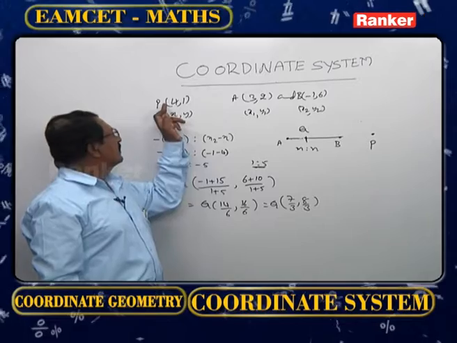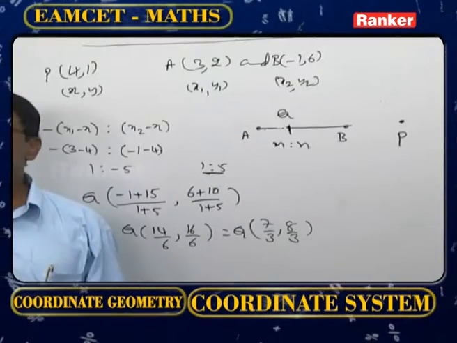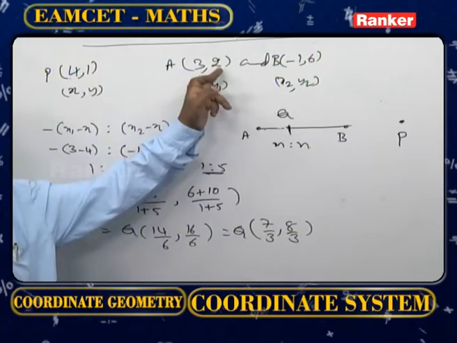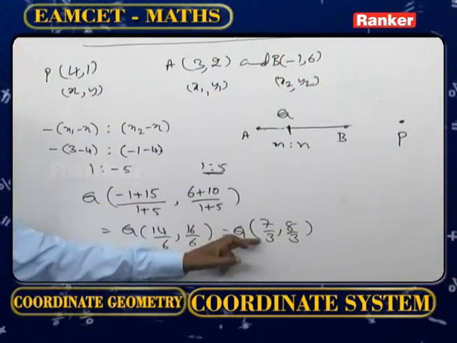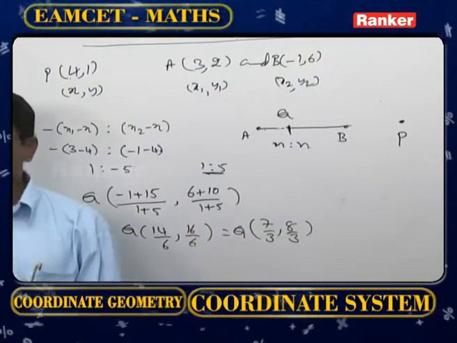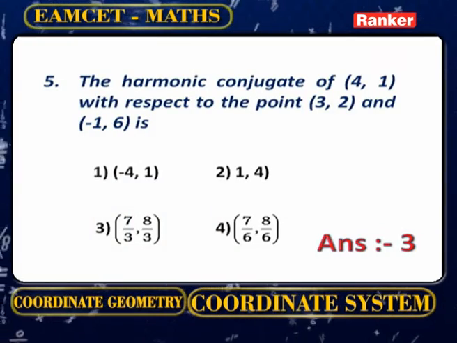Therefore, the harmonic conjugate of P(4, 1) with respect to the line segment joining the points A(3, 2) and B(-1, 6) is (7/3, 8/3). Then the answer is the third option. Next problem.